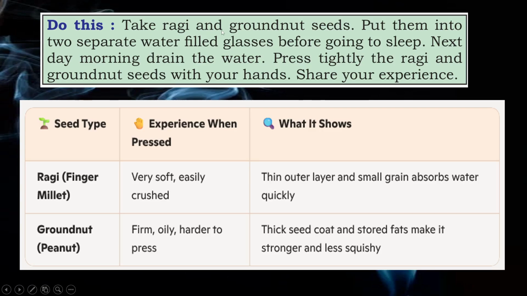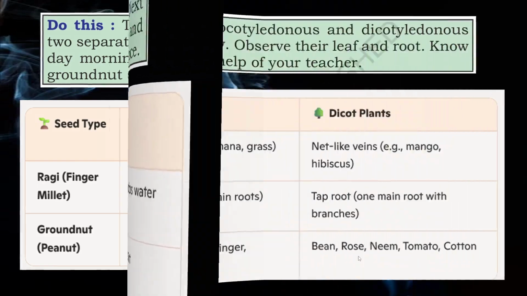Do this. Take ragi and groundnut seeds, put them into two separate water-filled glasses before going to sleep. Next day morning, drain the water, press tightly the ragi and groundnut seeds with your hands. Share your experience. Ragi or finger millet: very soft, easily crushed. Thin outer layer and small grain absorbs water quickly. Groundnut or peanut: firm, oily, harder to press. Thick seed coat and stores fat, making it stronger and less squishy.